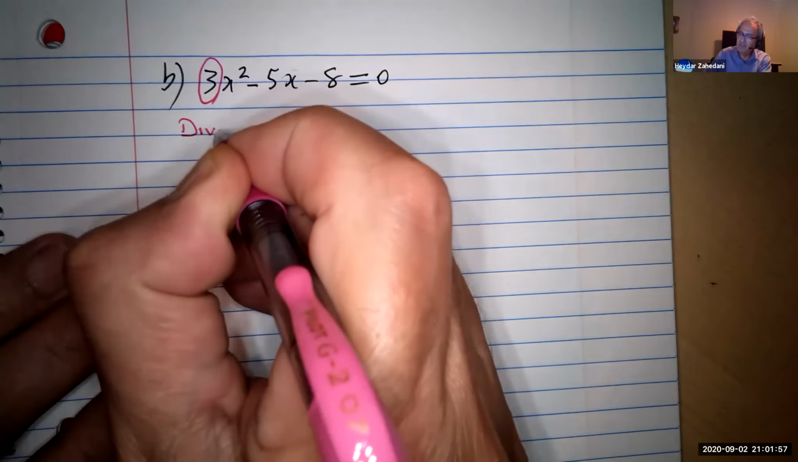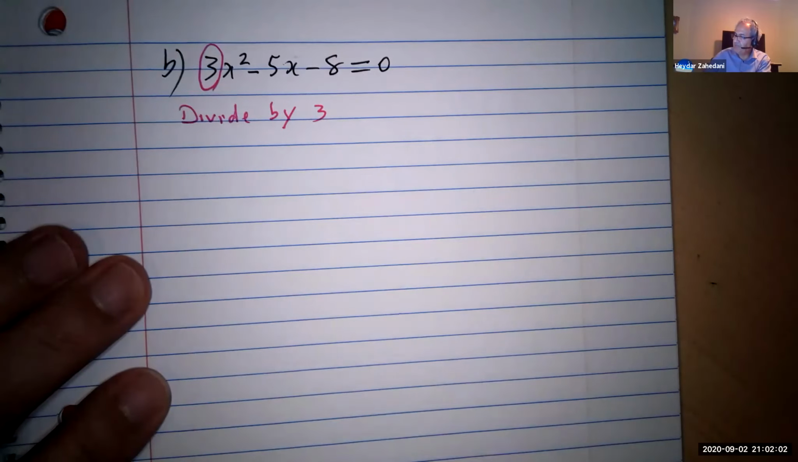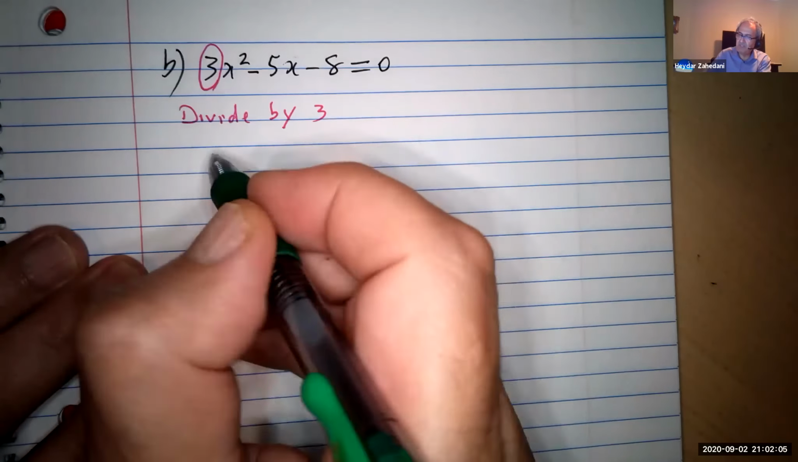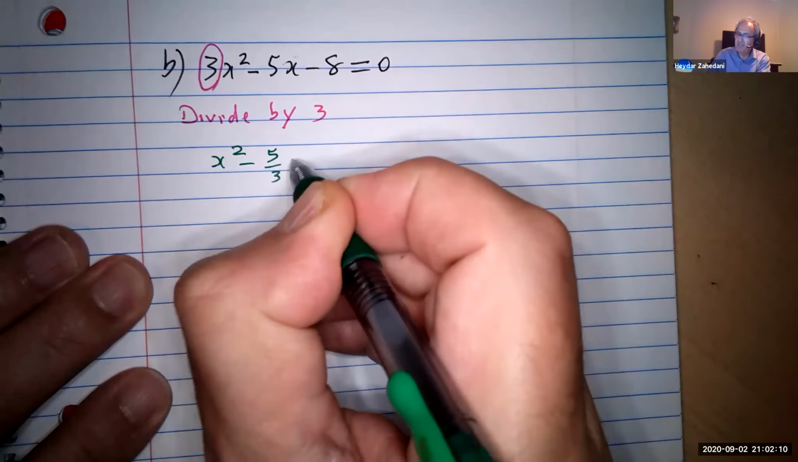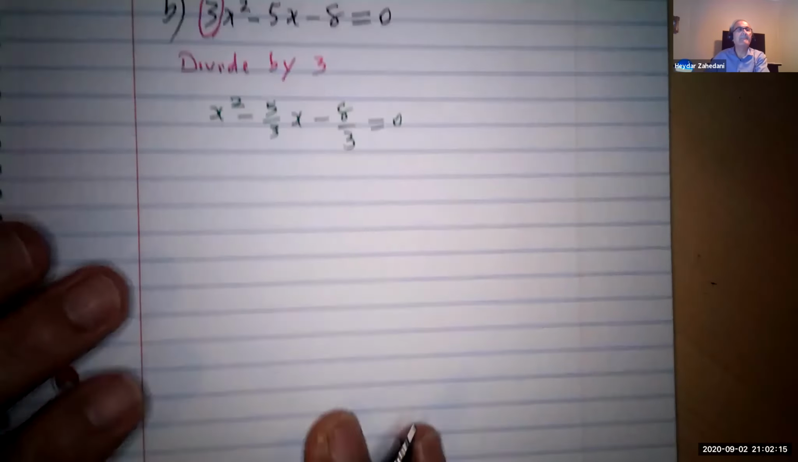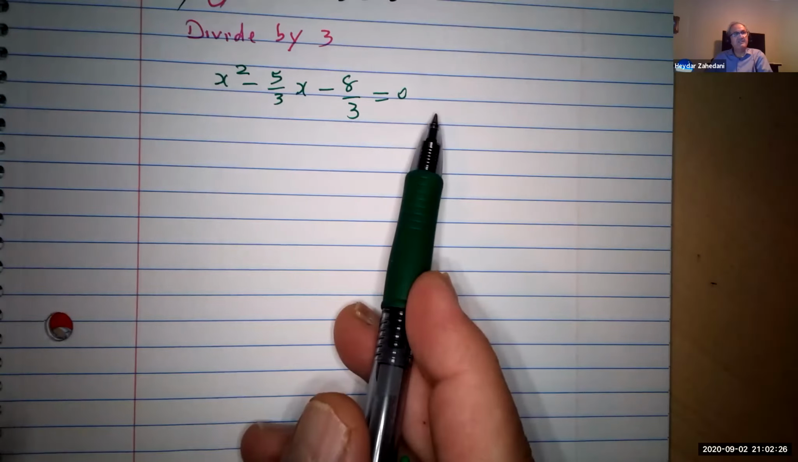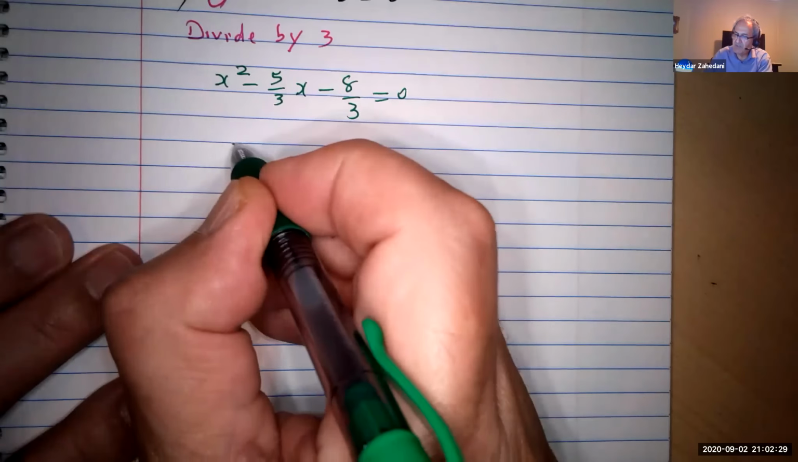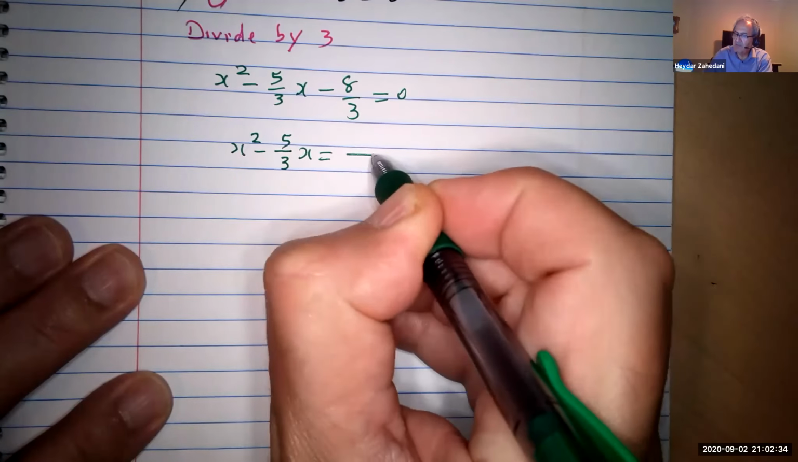Divide by 3. If you divide by 3, this 3 would disappear. So that gives x squared minus 5 over 3 x, and the 8 would be 8 divided by 3. That's it. So that coefficient disappears. Now apply the completing the square method. You know that you have to move this one to the other side first. So that gives you x squared minus 5/3 of x equal to 8/3.